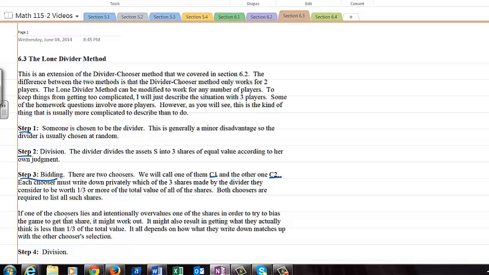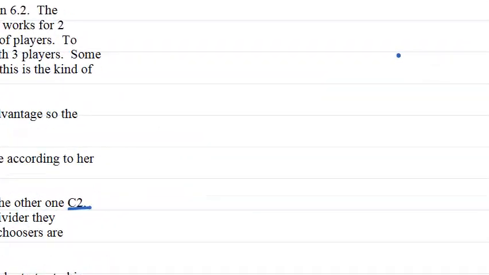If one of the choosers lies and intentionally overvalues one of the shares in order to try to bias the game to get that share, it might work out. It might also result in getting what they actually think is less than 1/3 of the total value. It all depends on how what they write down matches up with the other chooser's shares.